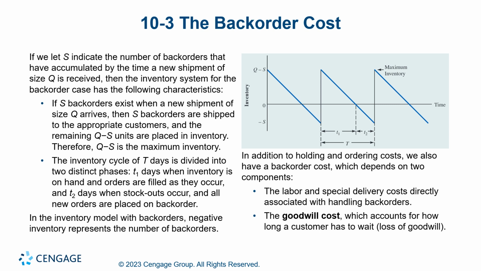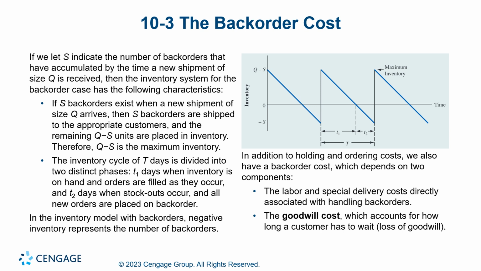Number one, if S back orders exist when a new shipment of size Q arrives, then these back orders are shipped to the appropriate customers, and then the remaining Q minus S units are placed in the inventory. And therefore, as you can see in this graph, the maximum inventory is not at Q, but it is at Q minus S.